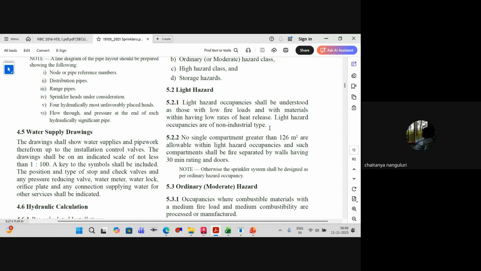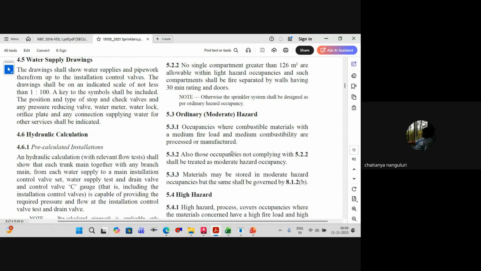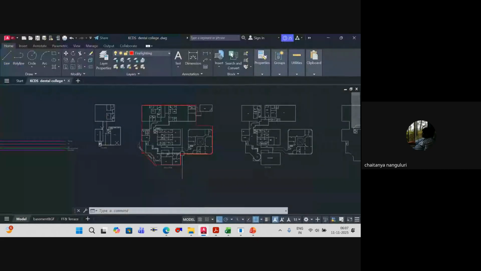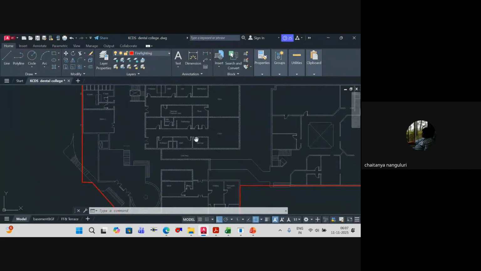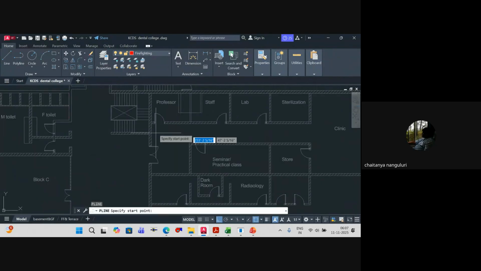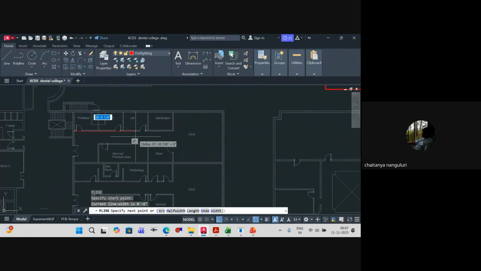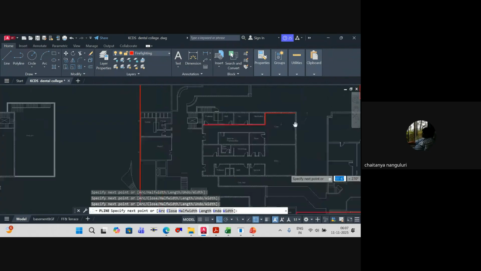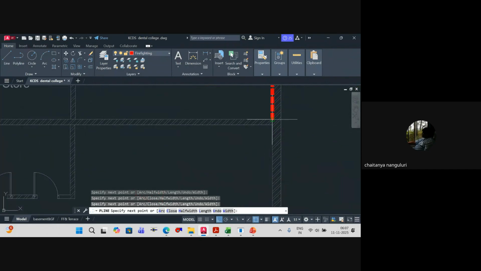Less hazard, yes. But no single compartment shall be greater than 126 square meters, and within the light hazard occupancy, areas can be fire separated by walls with a 30 minutes fire rating. Now we have to see whether we have any room or space whose area is greater than 126 square meters. You agree? Yeah. So this is one zone, let's say. Generally with a 30 minutes fire rating, any door could be used; for 2 hours you'll get fire doors. With 30 minutes, it's simple actually.